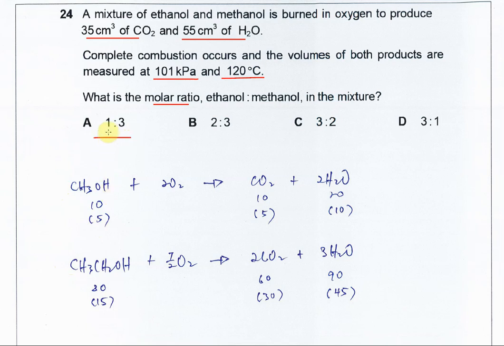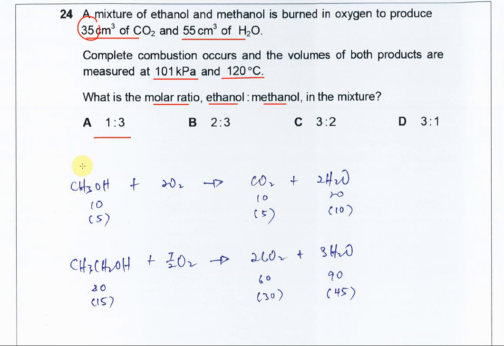So because it's a 1 to 3 ratio for ethanol to methanol, let's make it 10, and this one is therefore 30. If we use 10 cm3 of ethanol, it can form 20 cm3 of CO2, and the methanol will form 30 cm3 of CO2. We sum it up, we get 50. 50 is not really a similar ratio with the 35 cm3 of CO2. So this is not the answer.